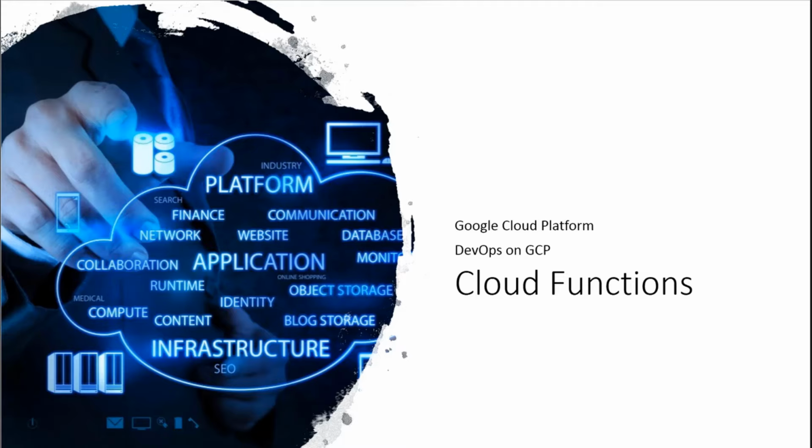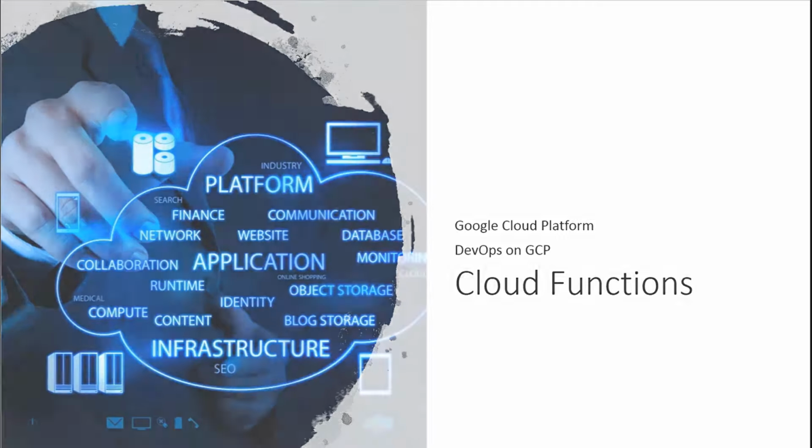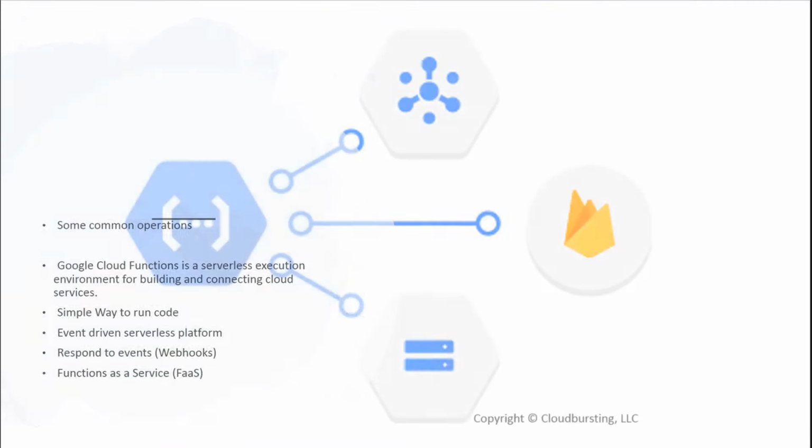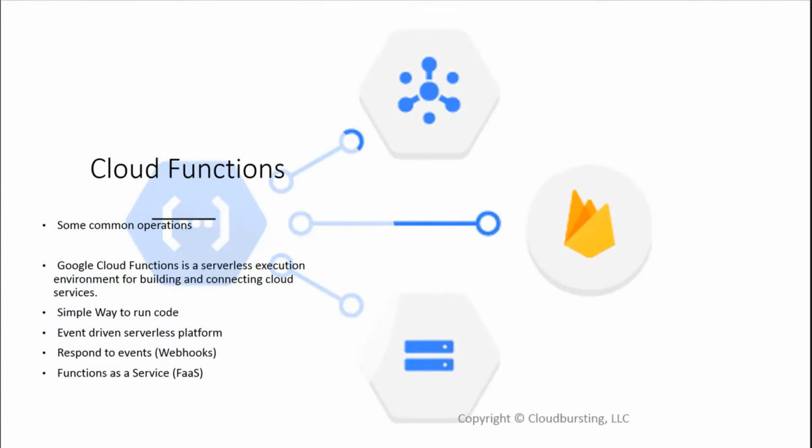Let's talk about Cloud Functions. Now, Cloud Functions is a really nice service. It's very comparable to AWS Lambda. Now, when we look at Cloud Functions, we want to realize that this is a real specific use case. Basically, it's a serverless execution environment really meant for building and connecting cloud services.